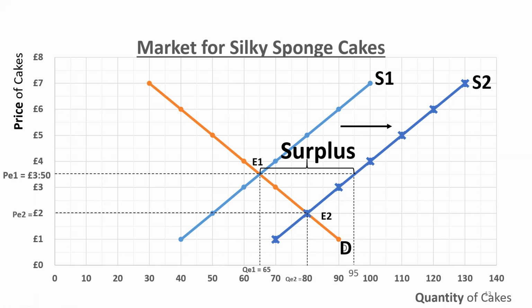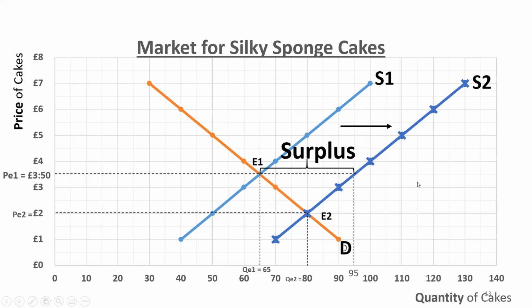I think it was due to cheaper production techniques in the question. Cheaper production techniques mean that the company can produce more cakes. So whereas at £3.50 sellers were willing and able to sell 65, they can now produce 95 cakes. So at £3.50, the quantity supplied is now 95. The quantity demanded, though, is still 65.